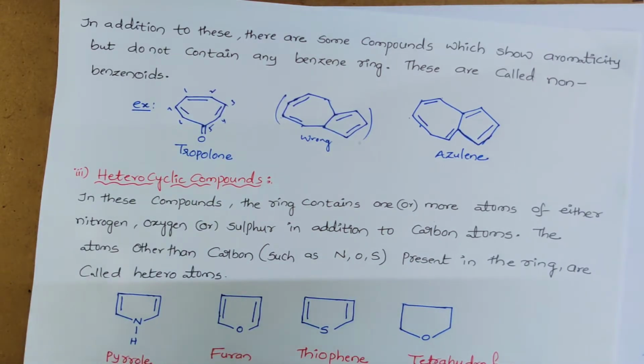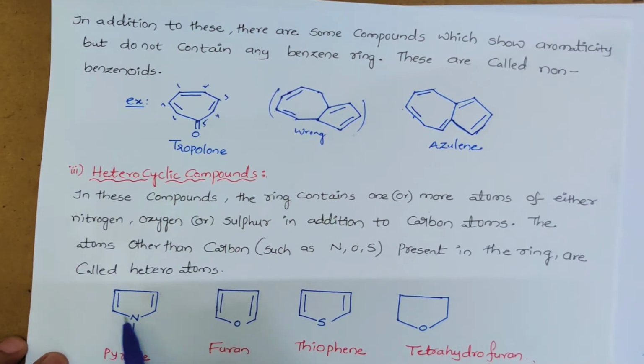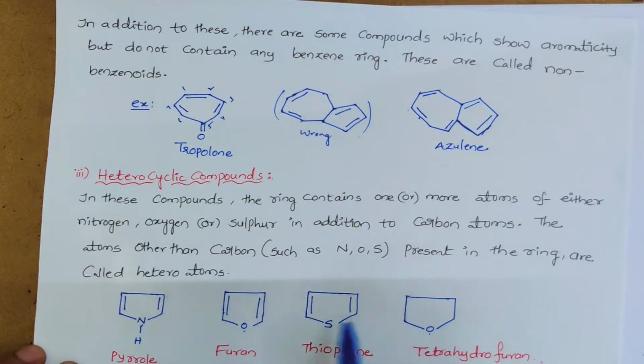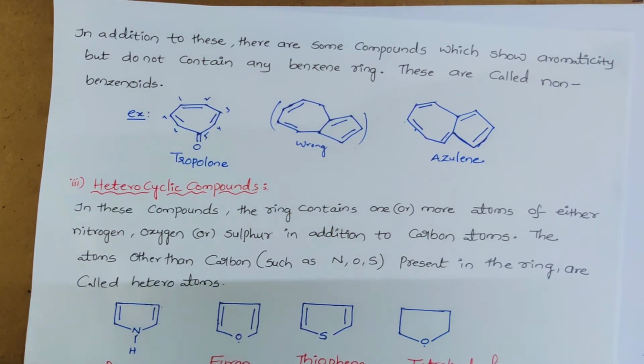Let us see here. So this is a carbon. It is carbon. Every corner is a carbon. But along with carbon in the cyclic ring, what is there? Nitrogen. Here what is there? Oxygen. Here what is there? Sulfur. Here oxygen. So that's why in the cyclic ring, in addition to the carbon atoms, if the heteroatoms are also present, those compounds are called the heterocyclic compounds.